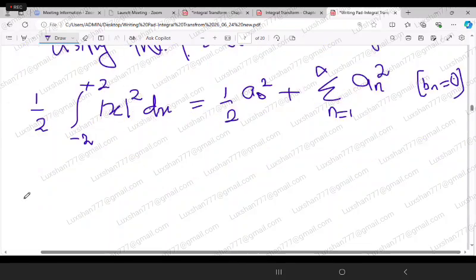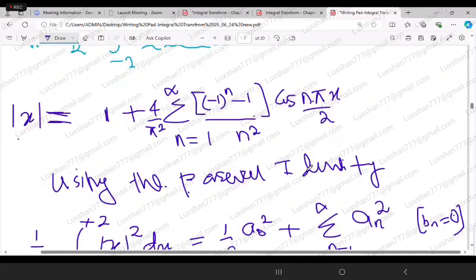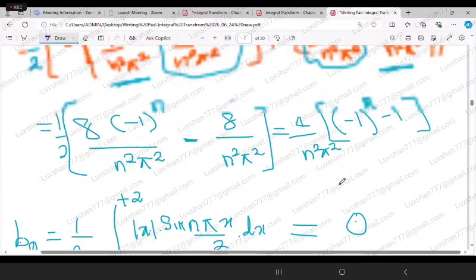Now, I want to find out this one. So this implies half times. Mod of x squared means it is x squared. No problem. Therefore, if I integrate that one, I get x to the power 3 over 3 from minus 2 to plus 2, equal to half times my a naught squared, where a naught is equal to 2. Therefore, a naught squared is equal to 4 plus summation n equal to 1 up to infinity an squared. My an is equal to, look at my an, this one.